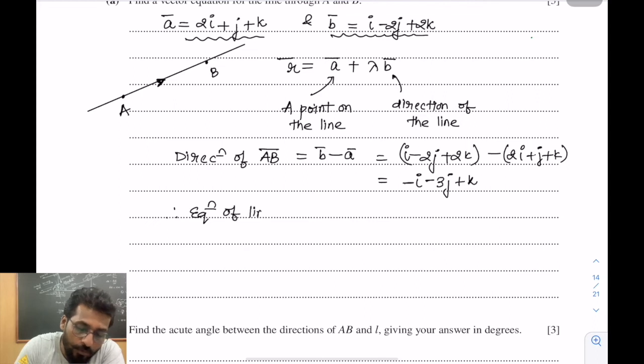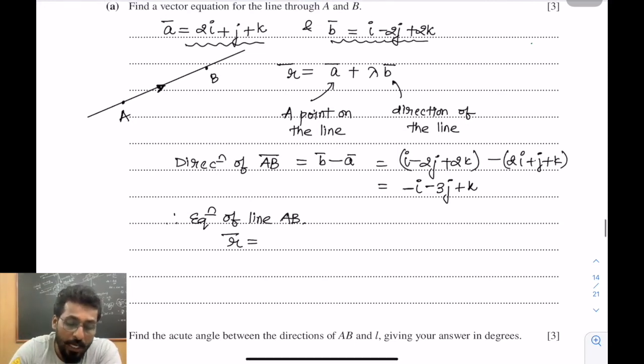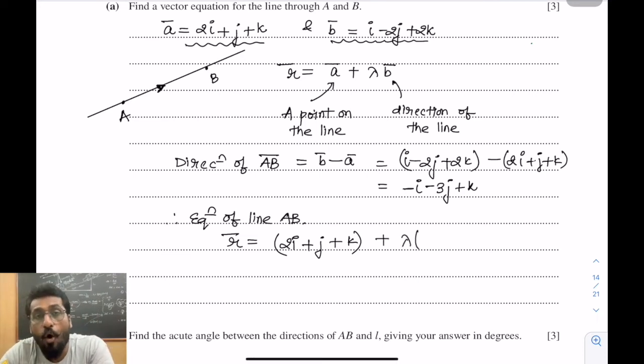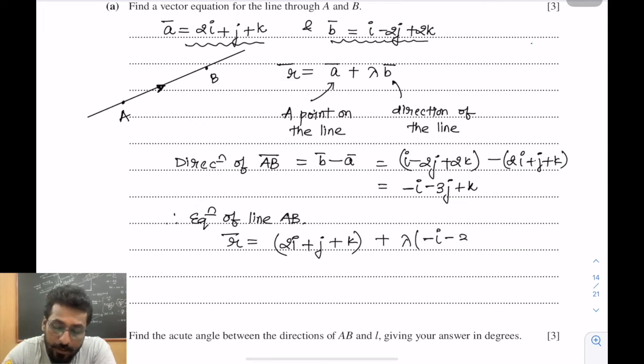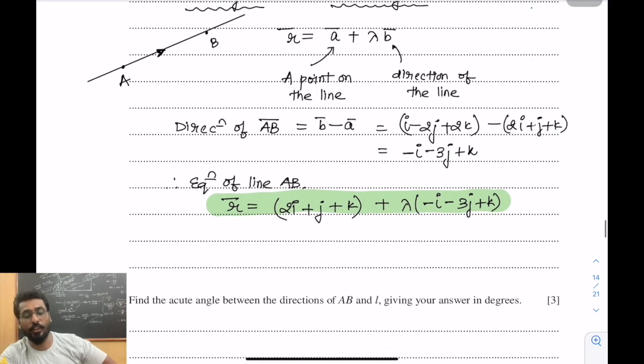equation of line AB is going to be R bar is equal to a point on the line. It can be any point. Either you can take point A or you can take the position vector of point B. So a point on the line, I'll write 2I plus J plus K, right? Plus lambda times the direction of the line, that's minus I minus 3J plus K. That's what your answer is. That's the equation of line AB. Okay, so the first part is answered. You have fetched 3 marks.